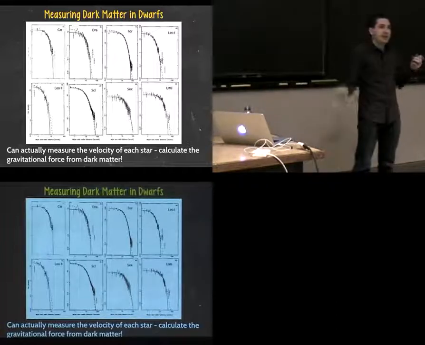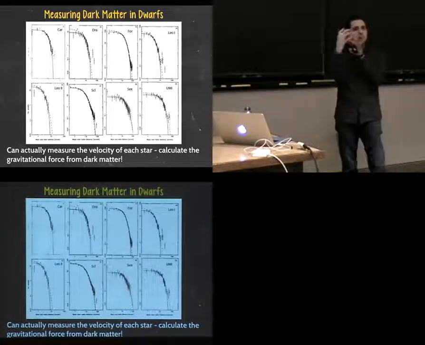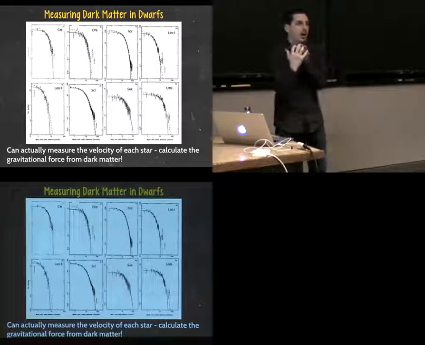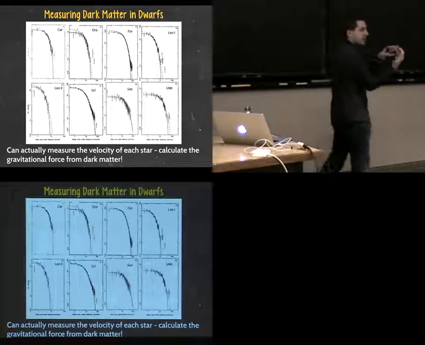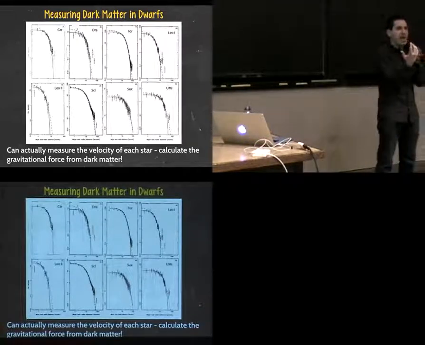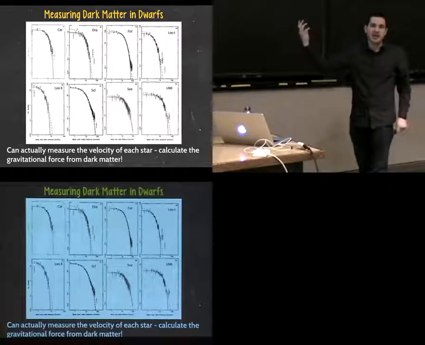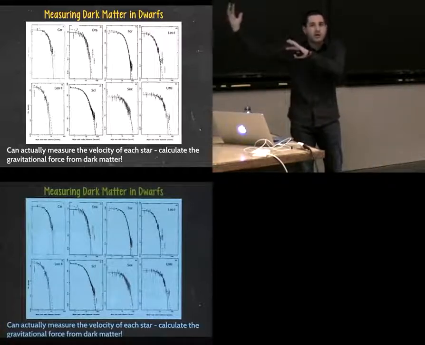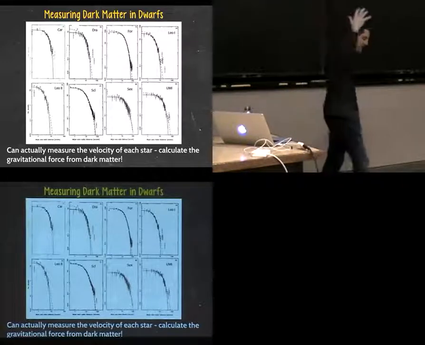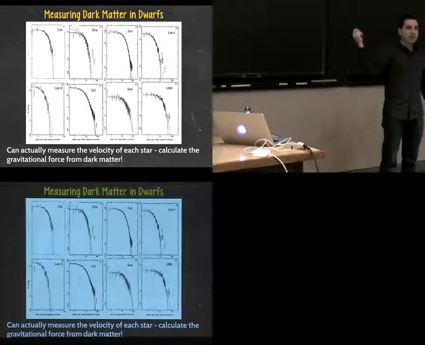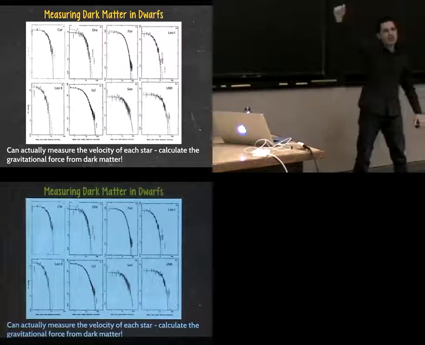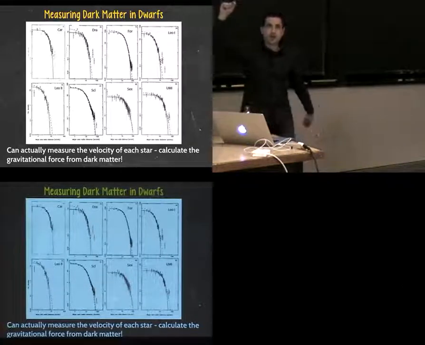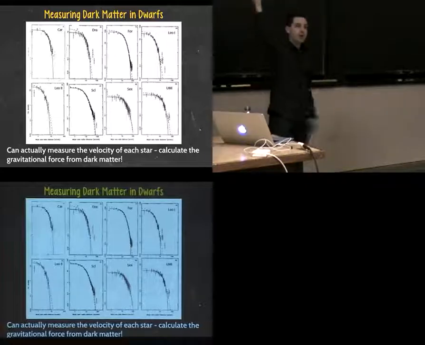Measuring dark matter is easier in dwarf galaxies, because almost all of the mass is in dark matter. A dwarf galaxy might have 100 million times the mass of the sun in dark matter, and only about 300 times the mass of the sun in stars. So almost everything is dark matter, and that allows me to measure, by looking at the few stars that do exist, how much dark matter there is.